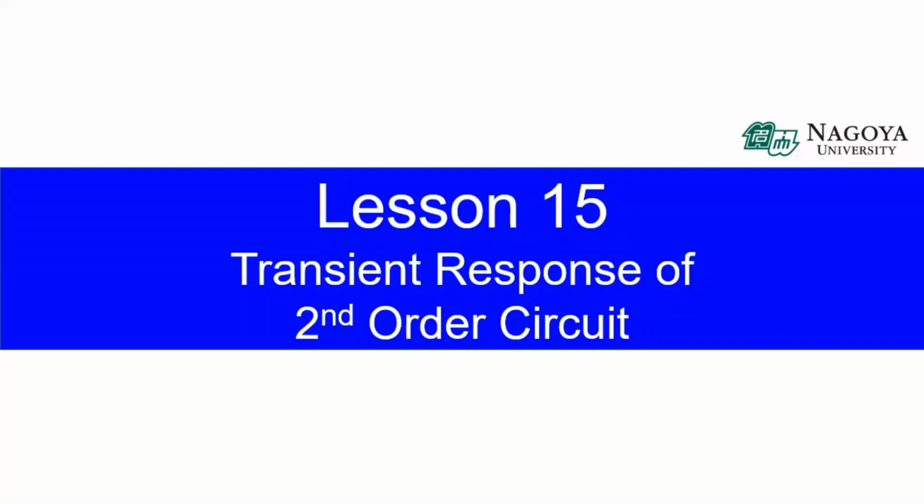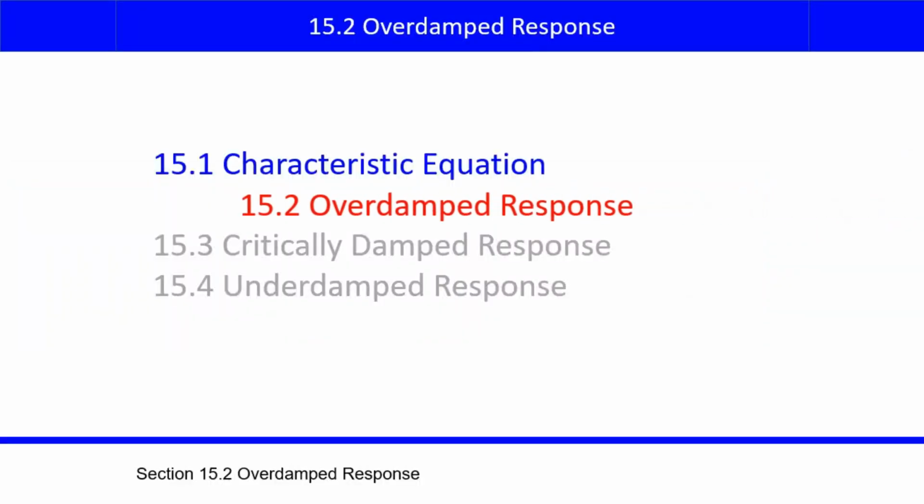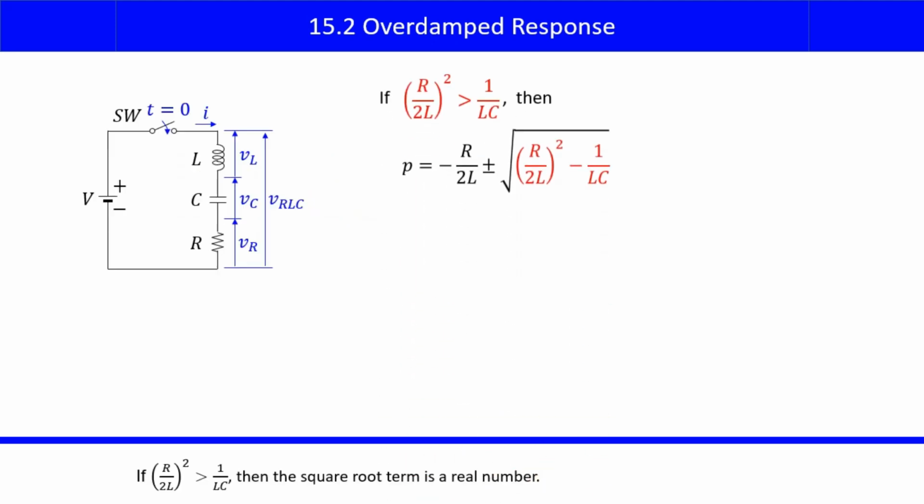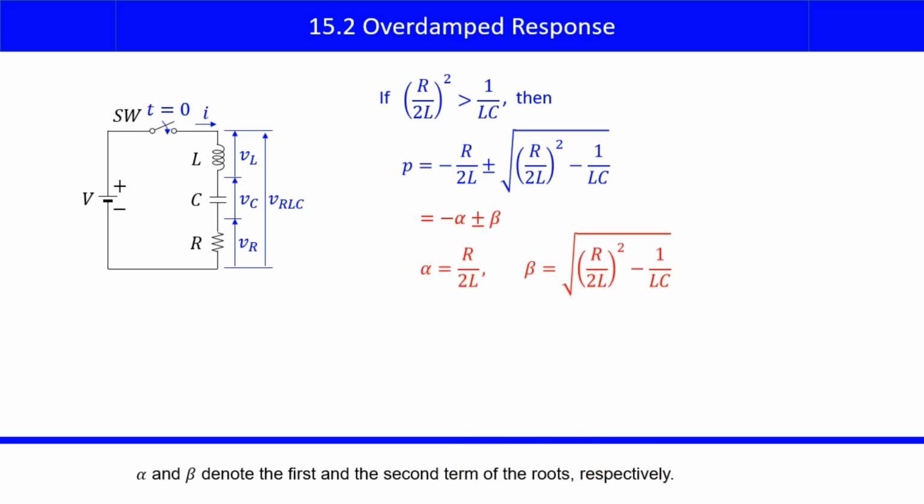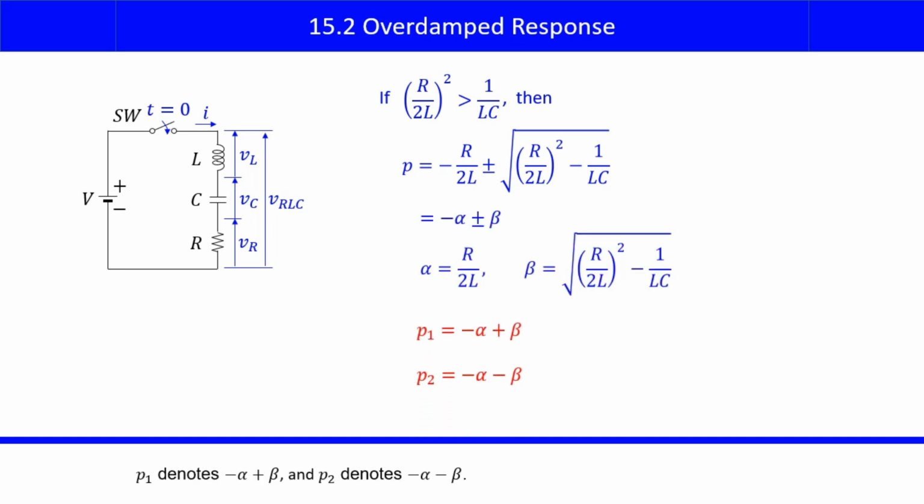Lesson 15, Transient Response of Second-Order Circuit. Section 15.2. Overdamped Response. If (R/2L)² is greater than 1/LC, then the square root term is a real number. Alpha and beta denote the first and the second term of the roots respectively. P1 denotes negative alpha plus beta, and P2 denotes negative alpha minus beta.